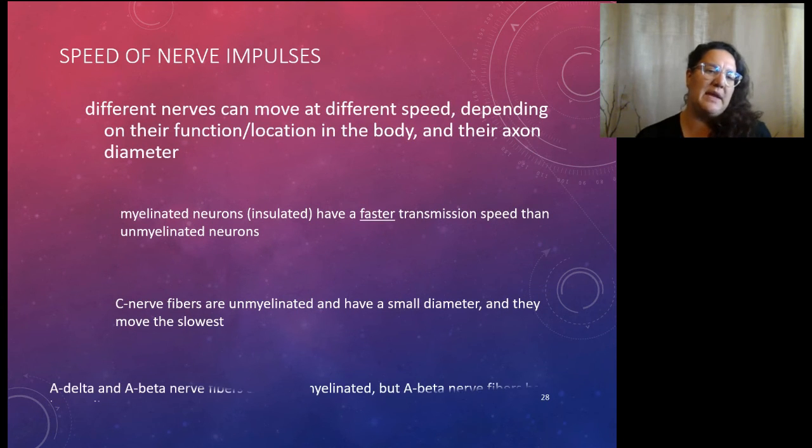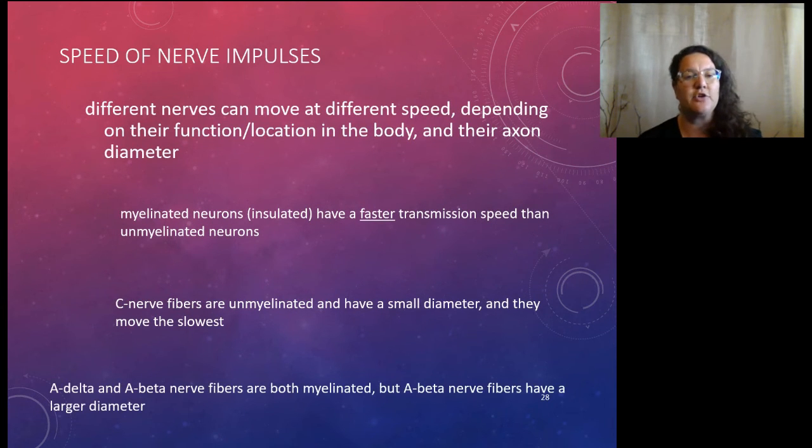So, when we look at the speed of nerve impulses, different nerves can send messages at different speeds depending on their function, location in the body, the axon diameter, and if it's myelinated or unmyelinated. So, myelinated neurons have a faster transmission speed than unmyelinated neurons, and C nerve fibers are unmyelinated, they have a small diameter, and they move the slowest. A delta and A beta nerve fibers are both myelinated, but A beta nerve fibers have a larger diameter, so therefore they would be slower than A delta.